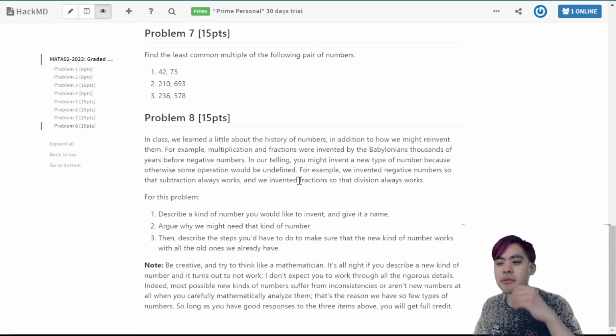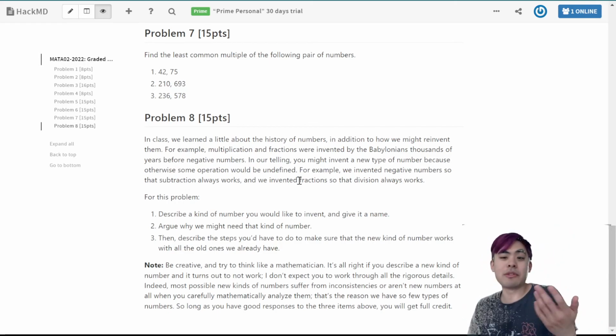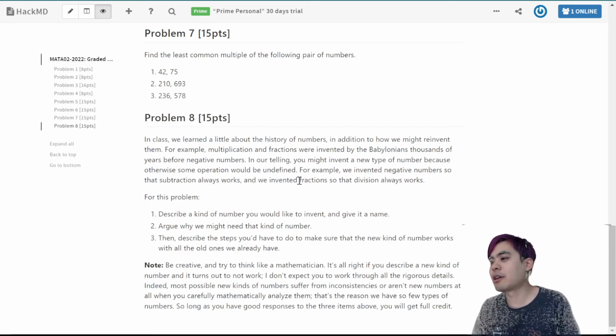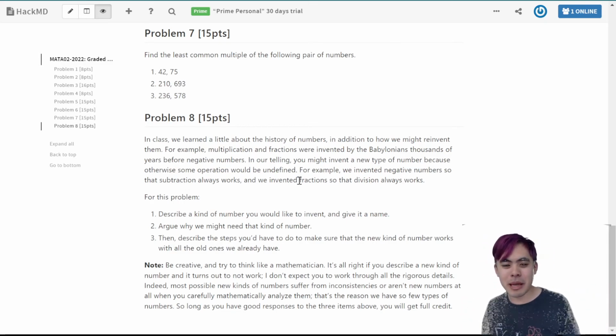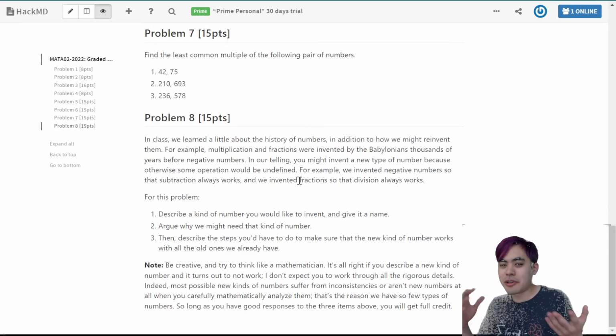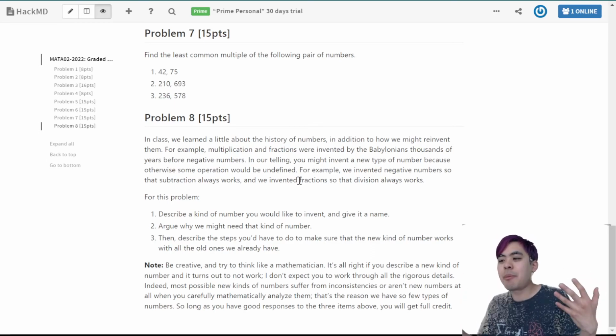So for example, you could invent something like colorful numbers. If you think about it, negative signs are sort of like a color, right? Maybe you can have more of them. So you can think of positive and negative as colors, but then what happens? Why might you need that kind of number?